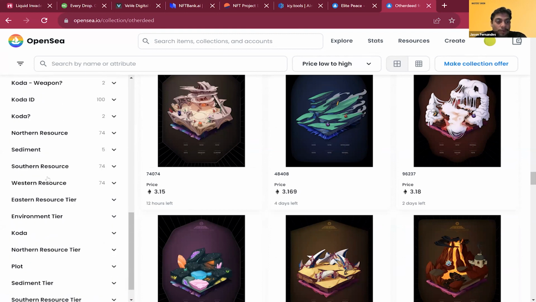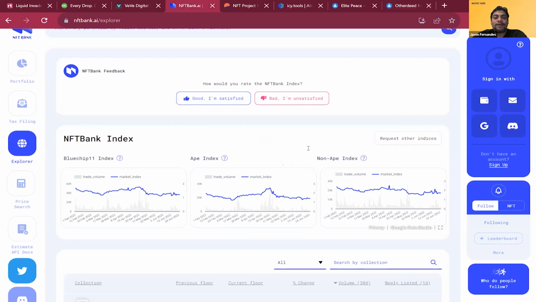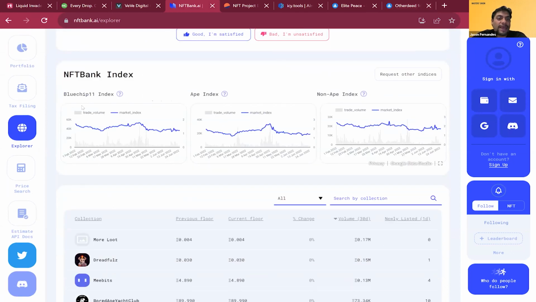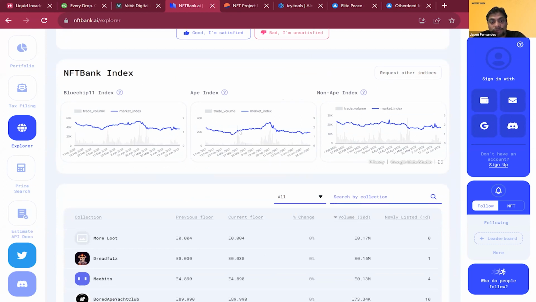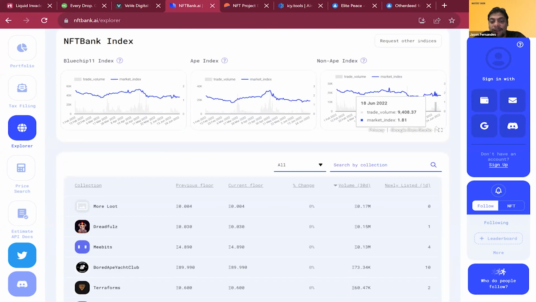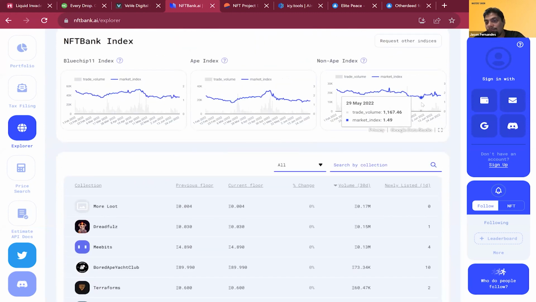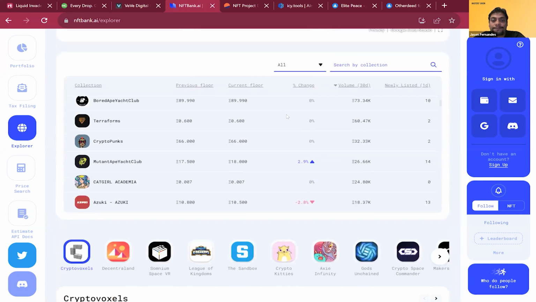So again, there's a whole bunch of data here on this particular collection. Let's go back to NFT Bank. NFT Bank is really cool because they track the blue chip NFTs. Then you look at the ape index, which shows you the ape-related NFTs and their values, and then you have the non-ape index. So that's how they're divided, which tells you a bit about the importance of Bored Ape Yacht Club and what they've done to the NFT market. It shows you trade volume, market index, things like that.